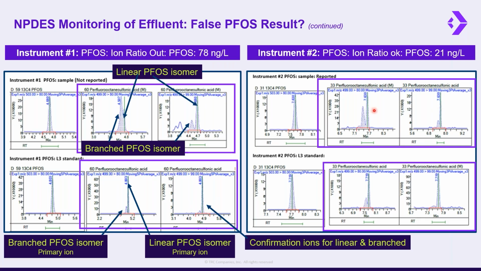So if you compare this to the calibration standard now on the bottom, you see a much better match. And in this case, the ion ratios were within the acceptance criteria.